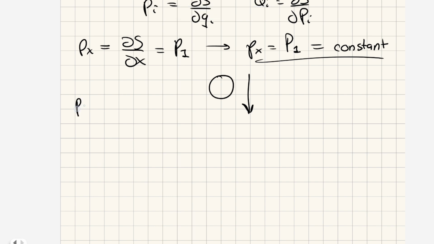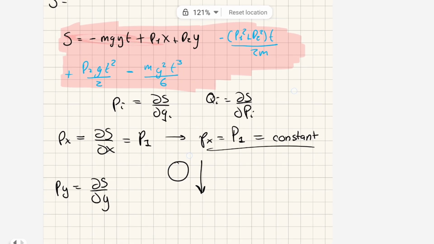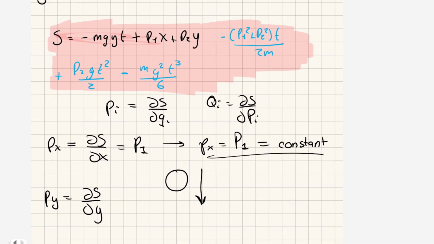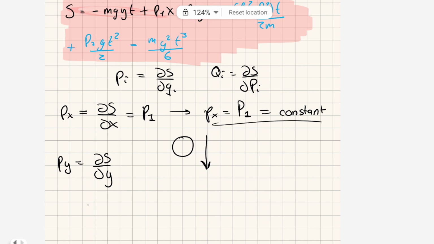Perfect. So with py, we will have the partial of s with respect to y. And then if we take the derivative of s with respect to y, we'll first take here p2. And then what are we going to get?